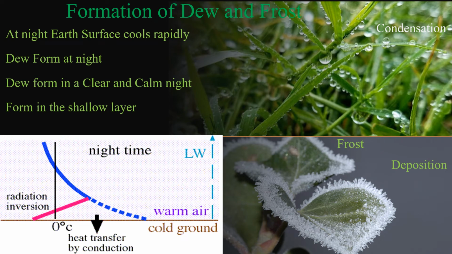Now we'll be talking about the formation of dew and frost. On a clear, calm night, objects near the surface cool rapidly by emitting infrared radiation. The ground and objects on it often become much colder than the surrounding air. The air that comes in contact with this cold surface cools by the process we call conduction.